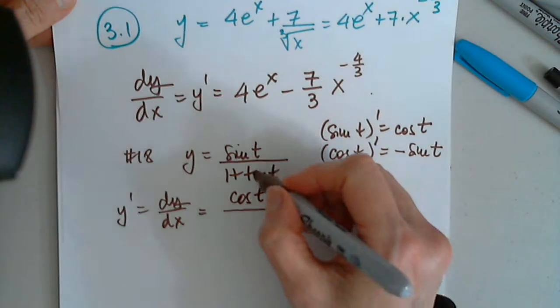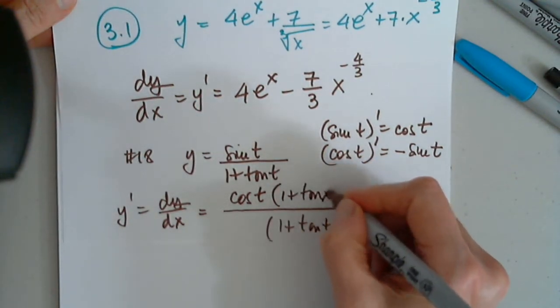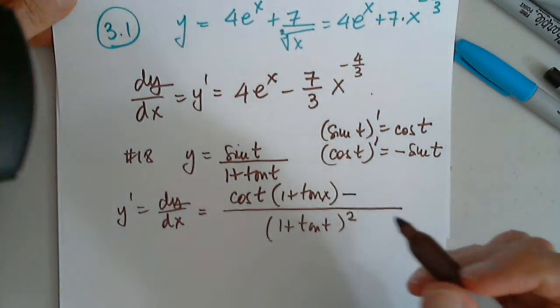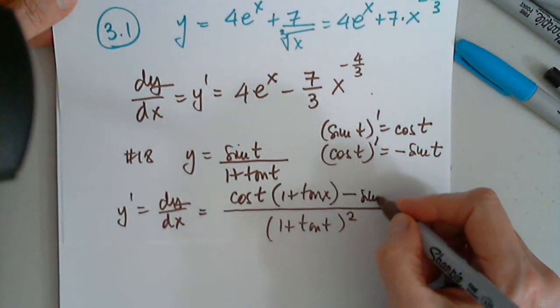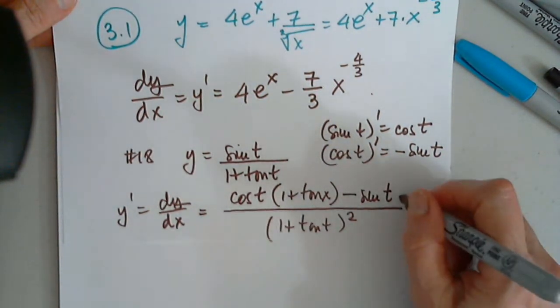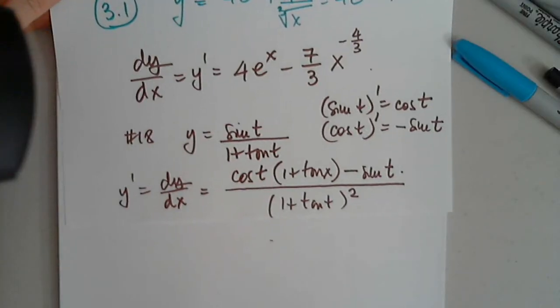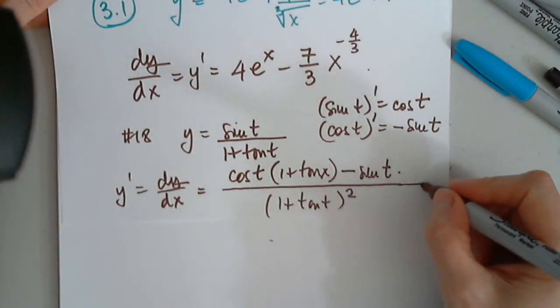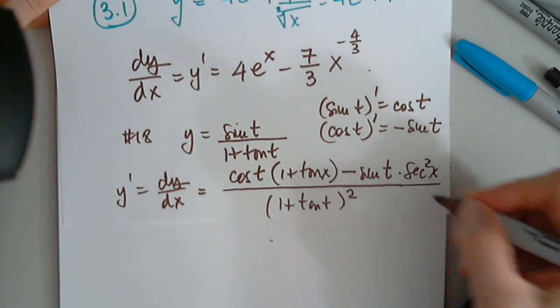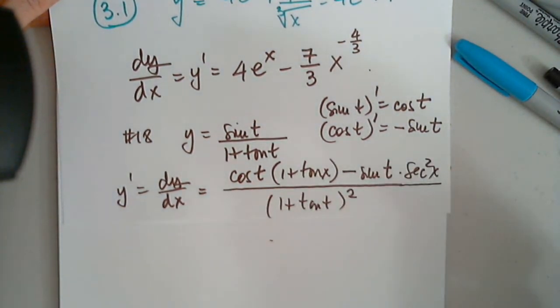We multiply by the denominator, and we subtract. The numerator now stays as is, and we differentiate the denominator. Can anyone tell us what is tangent prime? Secant squared. I wouldn't attempt anything else here.